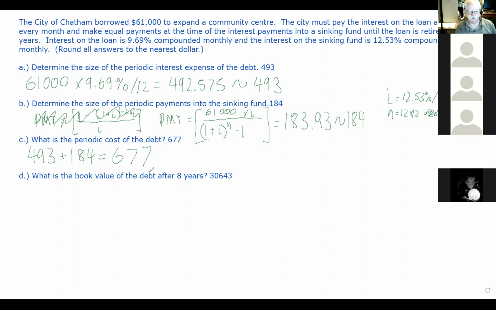So what is the book value of the debt after 8 years? What we've got to do is find the book value of the debt. And we can do this either using a spreadsheet. Let's figure out various ways we can do this.